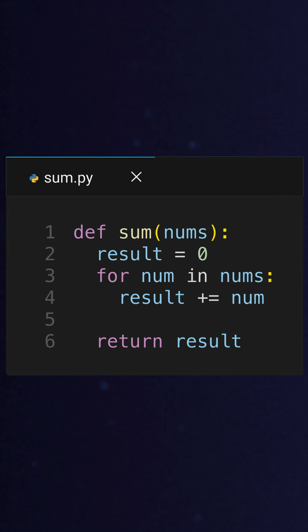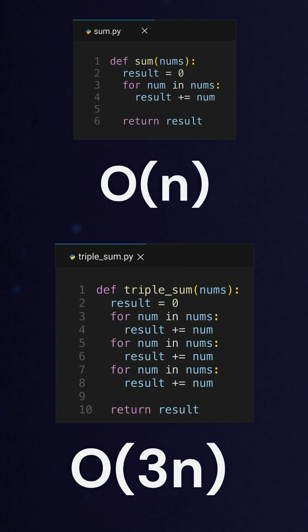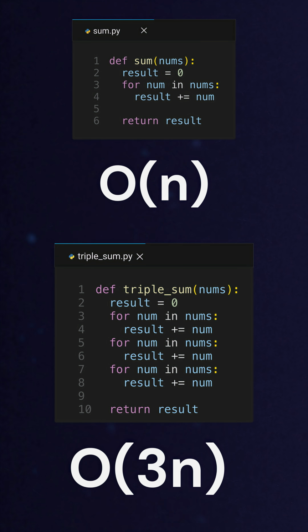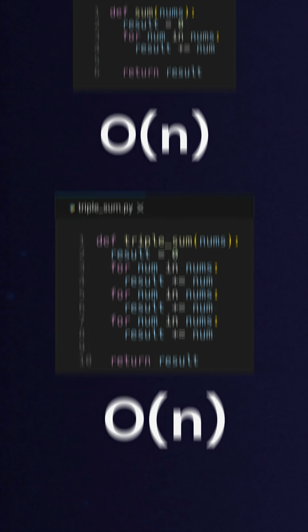So if the first algorithm is order n, wouldn't this one be like order 3n? And the answer is yes, but we don't care. We're doing Big O analysis. Constants don't matter. So that 3 just reduces to a 1 and we get order n again.